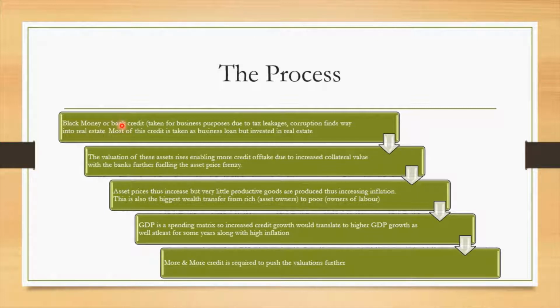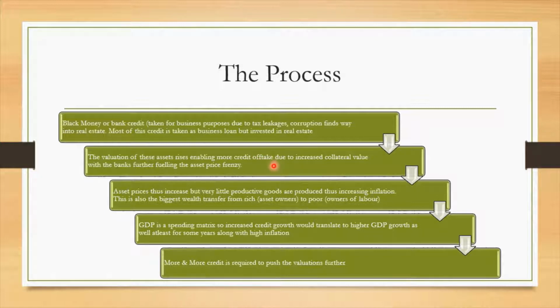Bank credit taken for business purposes, and black money emanating out of tax leakages or corruption, find its way into the real estate market. This leads to real estate valuations rising. A rising real estate value means you can give a high real estate value land piece as collateral to the bank, thus taking more credit.